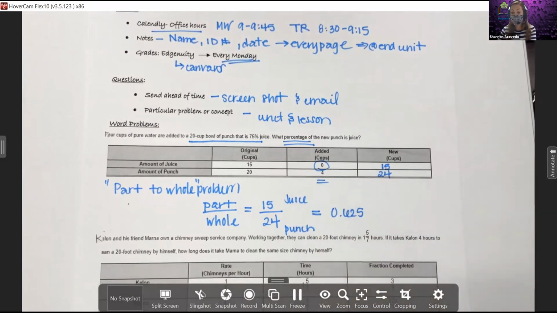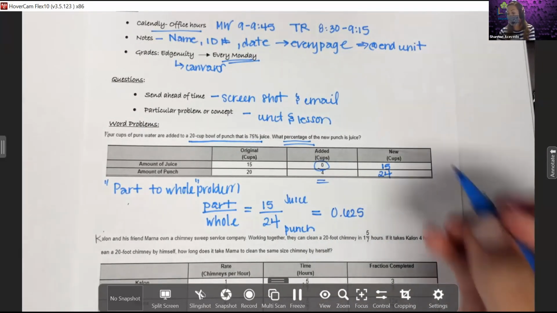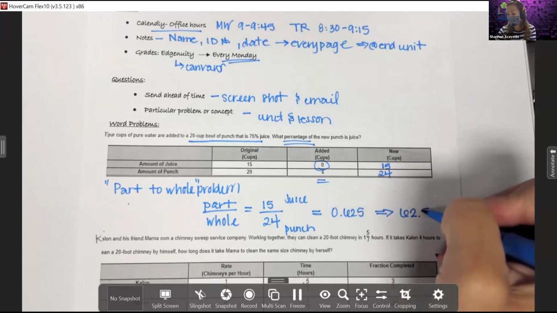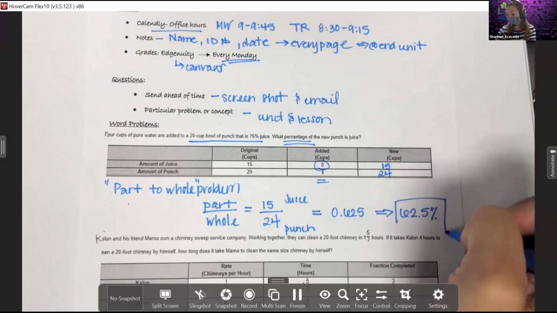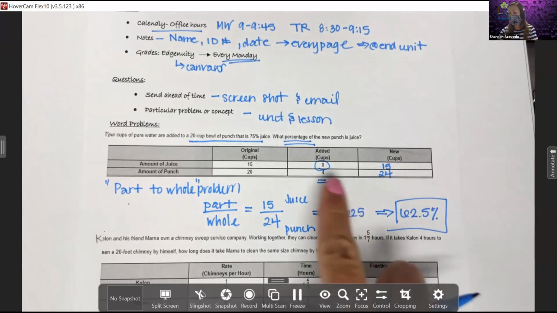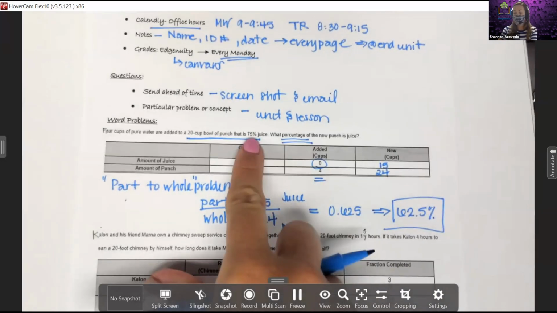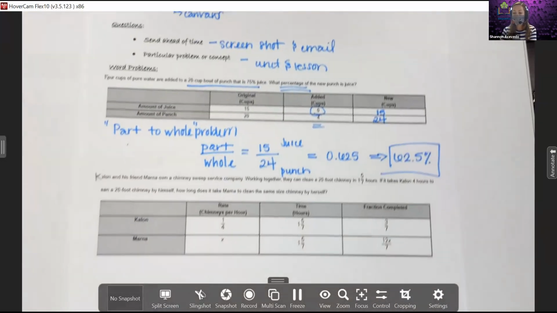Make sure you answer the actual question, because it talks about a percentage. When we write this as a percentage, it's going to be 62.5% juice. So when we added more water to that punch, it watered it down. It's a lower percentage than what we started with.